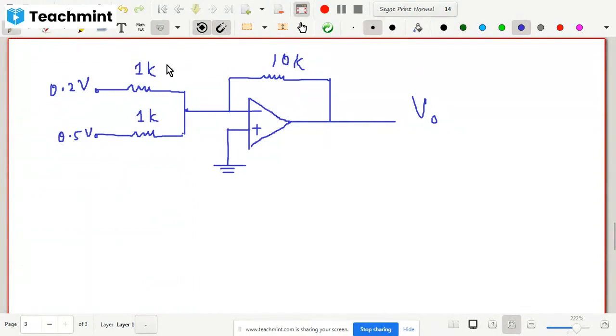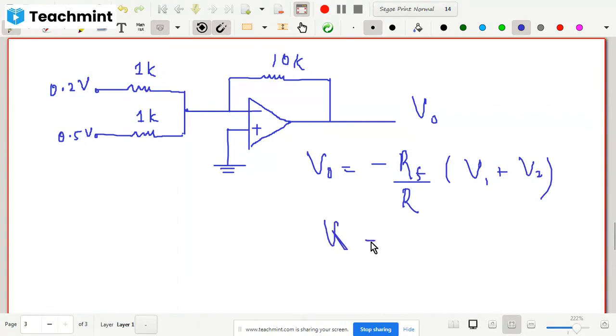V out is equal to minus of RF divided by R. I will just write R. This R may be equal to R1 or R2 since both are equal. Okay. So then you will write V1 plus V2. Just use this formula. Put the value of RF, that is 10K. Put the value of R, which is equal to R1 and R2, that is 1K. So you will get minus 10 here. So V naught.